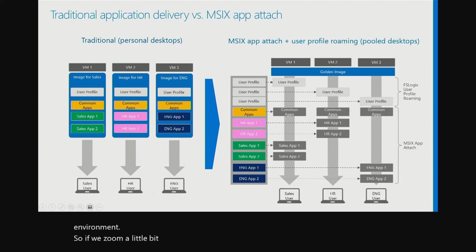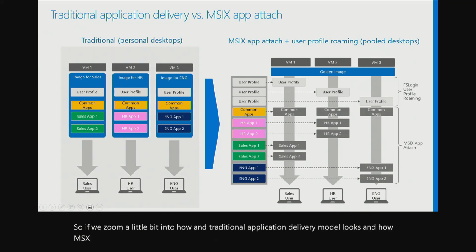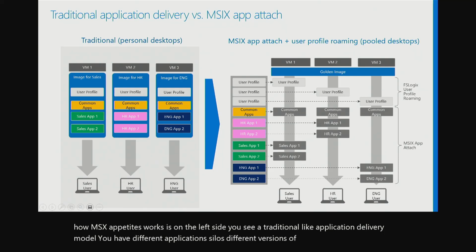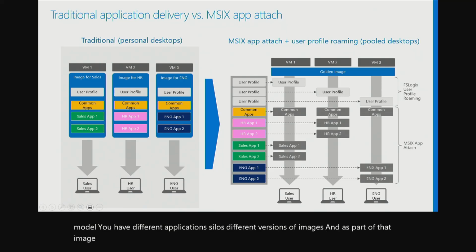So if we zoom a little bit into how a traditional application delivery model looks like and how MSIX App Attach works, on the left side you see a traditional application delivery model. You have different application silos, different versions of images, and as part of that image you install different application versions and different types of applications, and that's dedicated to that image.